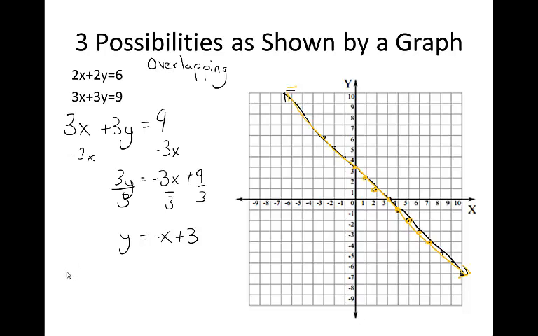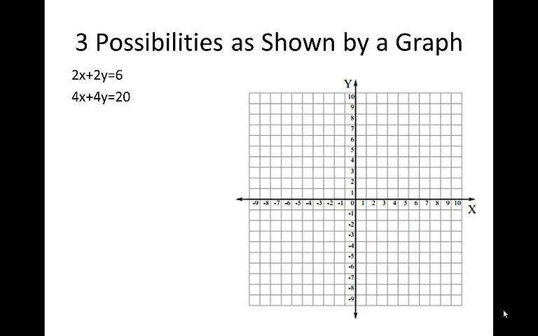What this means is that this system has infinitely many solutions. That phrase can confuse students. It just means that there are an uncountable amount of solutions. Any point on this line is a solution. Let's look at the third possibility.